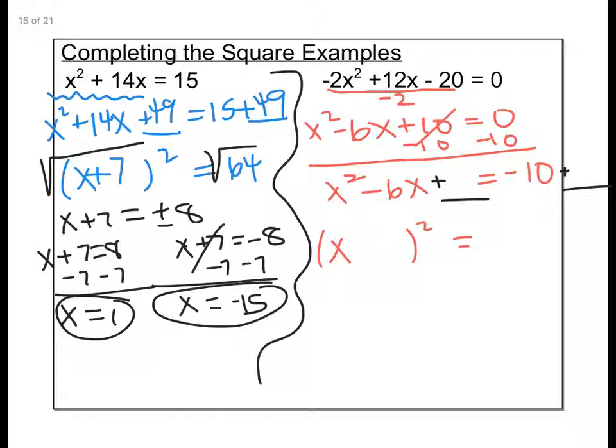If I do that, half of negative 6 would give me minus 3. And then I will square negative 3 to give me 9 that I need to add to both sides. So then I'm left with x minus 3 squared is equal to negative 1. So now I'm into that one binomial squared, and I can solve using square roots.